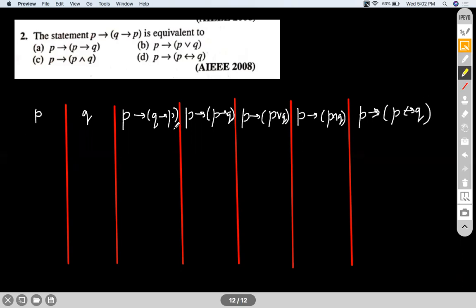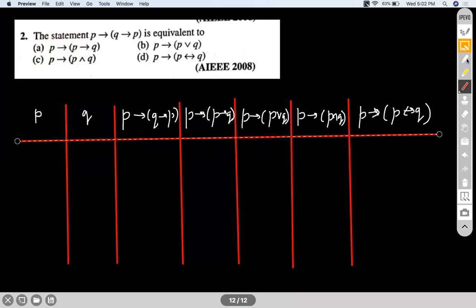Okay. Don't be scared. Just drive by the truth table. First of all, tell me what about this? Q implies P. Is this true? Yeah, true. Now, P is true and this is true. Good husband, getting a promotion and taking his wife. This can also be said to be true.